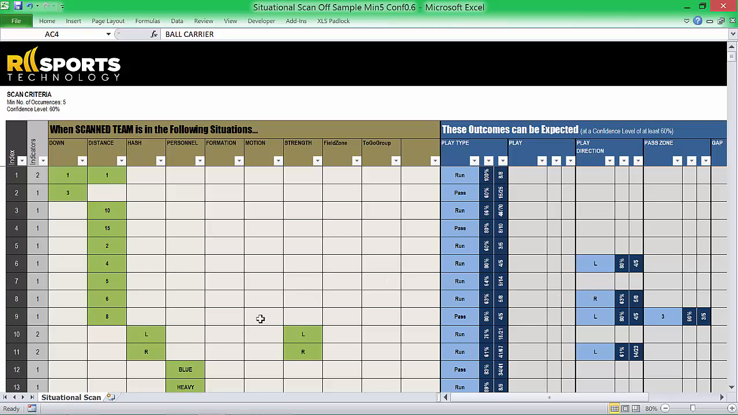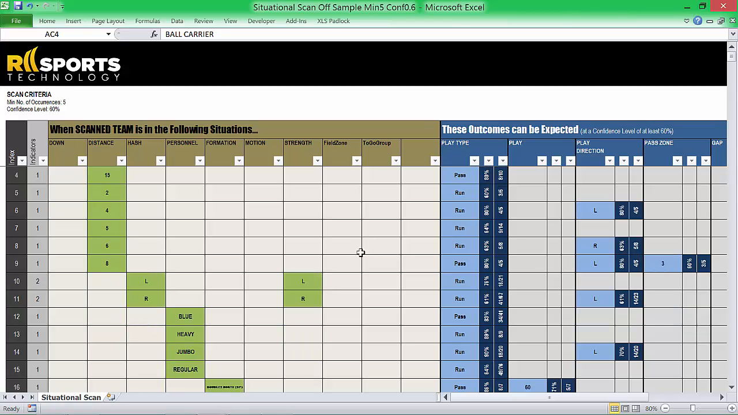So the way you interpret and read a set of scan results is across each row. Every row is its own high probability tendency. They're indexed down the left side. We have a field here called indicators that tells you how many different things are in effect for that tendency. Again, the way we read going across is anything that's lit up is in effect. If it's not lit up, it just simply doesn't matter. It's not part of the tendency at all.